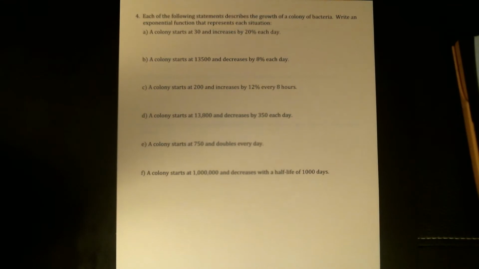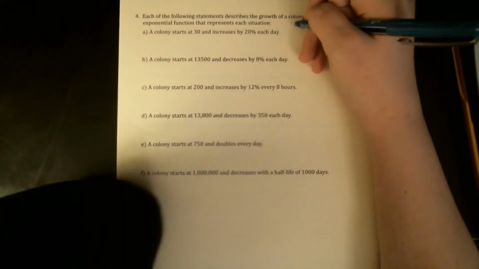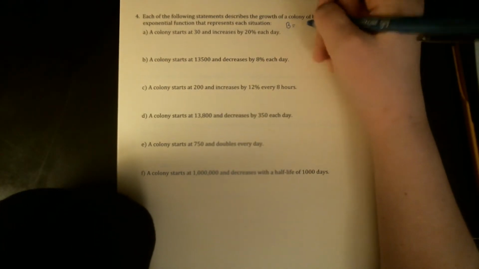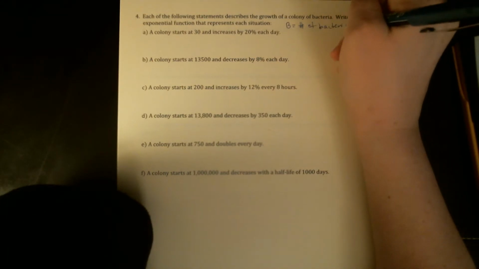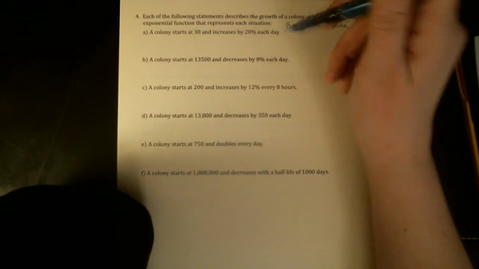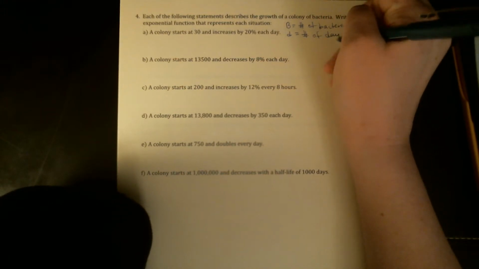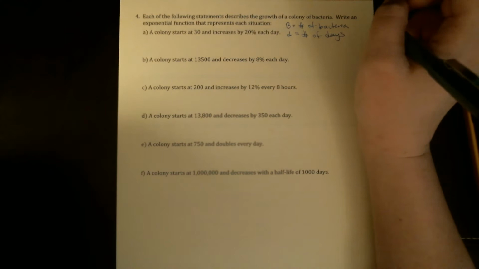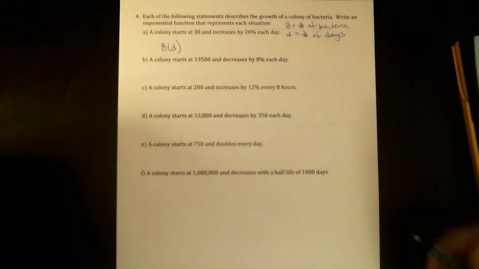So my goal is that if I give you an equation, you should be able to tell me what's going on. If I give you the explanation of what's going on, you should be able to give me the equation. So I'm going to use two variables all the way down just to make life easier. Let's say B is the number of bacteria, and let's say that D is the number of days. So we have a time variable and a population variable. And now we need to start working on writing a B of D formula for each one of these.